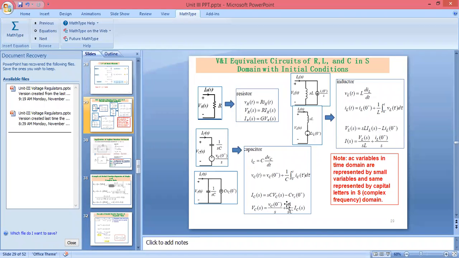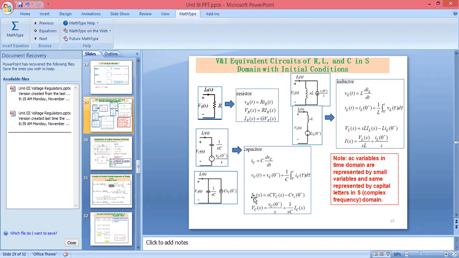The 1 by C will become 1 by S into C, and we can take this integration as IC of S. These are the standard rules and these are very simple. If anyone is facing any issue, you are not getting any point, you can unmute and you can ask me the question. Okay, if you are calculating the current, in which domain?